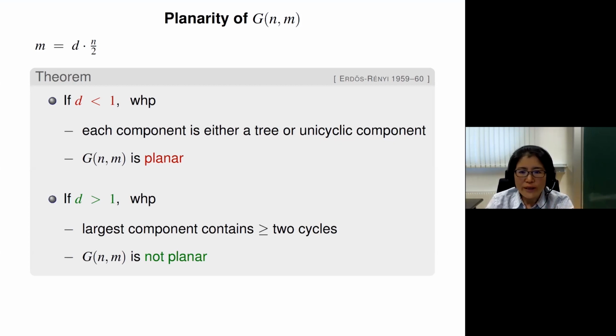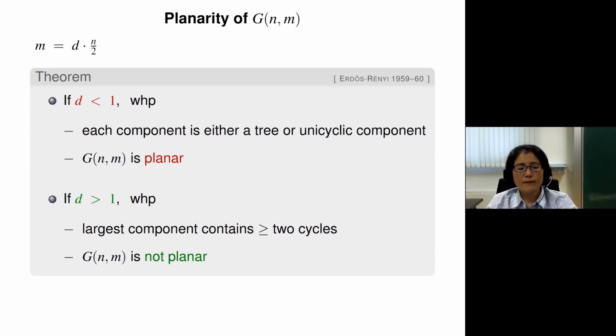And therefore, it is embeddable on a sphere. So we call it planar. If a graph is embeddable on a sphere without crossing edges, then we call it planar. It's planar with high probability because trees can be embedded on the sphere. Unicyclic components can also be embedded on a sphere. Collections of all of them can also be embedded on a sphere without crossing edges. Therefore, with high probability, the so-called subcritical Erdős-Rényi random graph is planar.